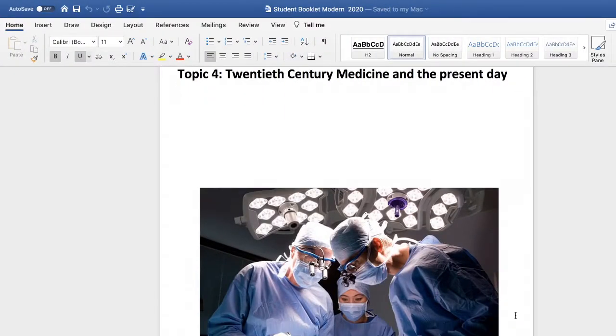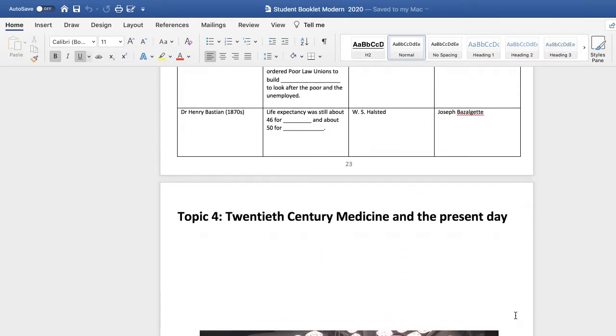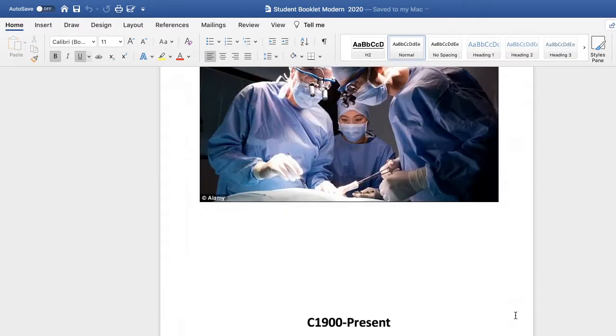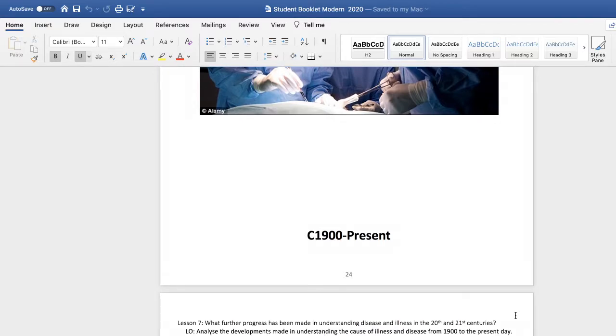Okay, so we are on lesson 7 in the second booklet. So we're looking at modern medicine. The time frame that we're actually talking about is the 1900s to now. So for a lot of modern medicine, in the latter half of these videos, as we come to the end of the booklet, you can think about your own experiences in a hospital, with medicine, with GPs, the NHS, and we will look into that.